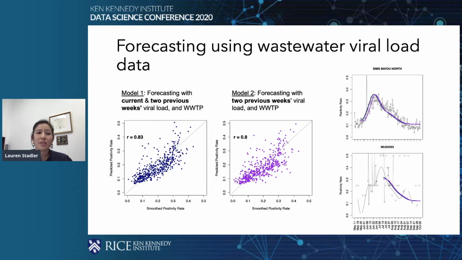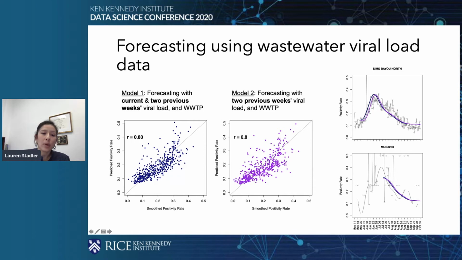Because we saw such a strong correlation between the wastewater viral load data and the positivity rate, what we're trying to do now is use the wastewater information to predict positivity rates or infection burdens in our communities. Here I'm showing two different predictive models that we've tried out. Both models were built using all the longitudinal data that we have collected over the past 23 weeks. The first model predicts the positivity rate using the current and 2 previous weeks' wastewater viral load data. The second model is a true 1-week prediction, using only the previous 2 weeks' wastewater data to predict the current week's positivity rate.